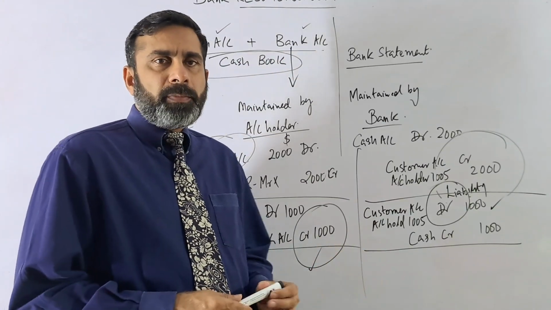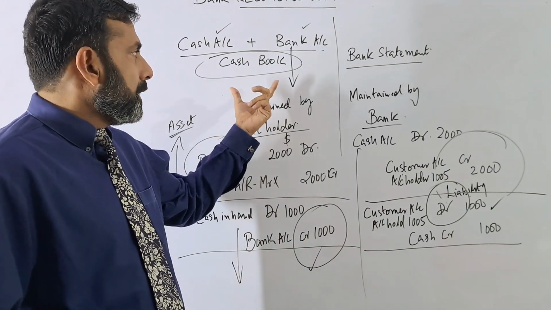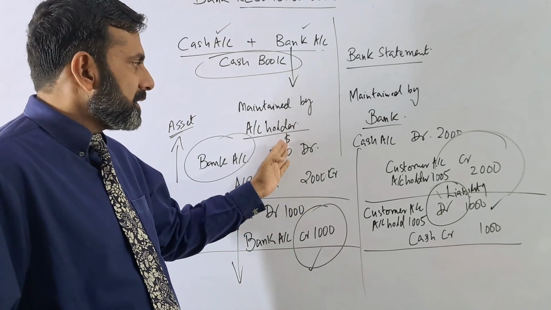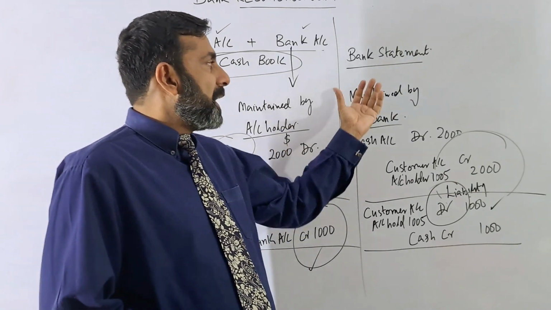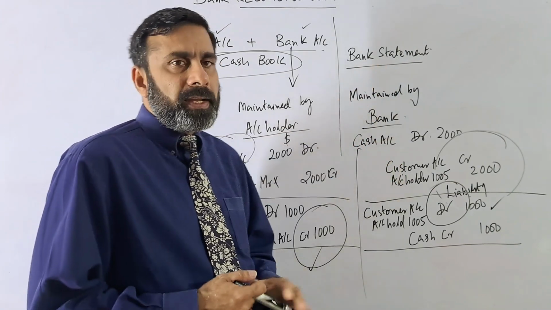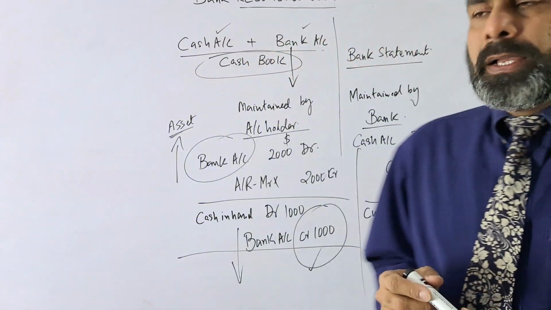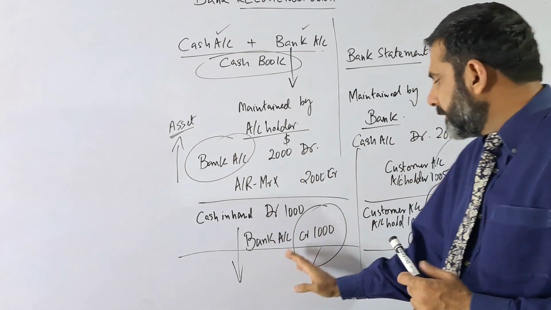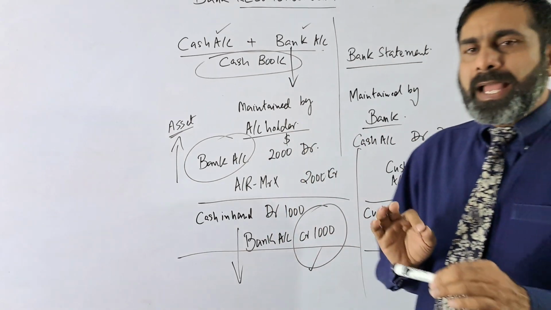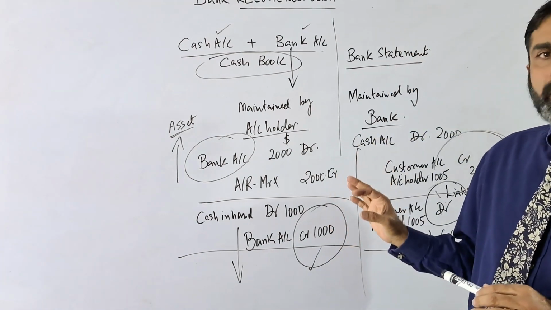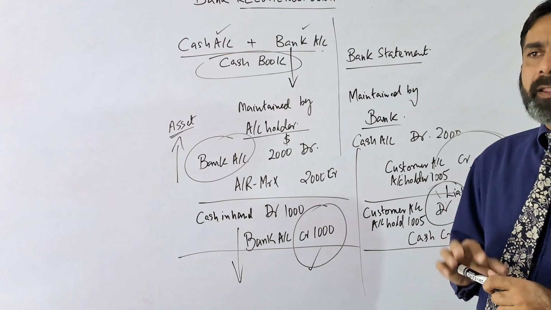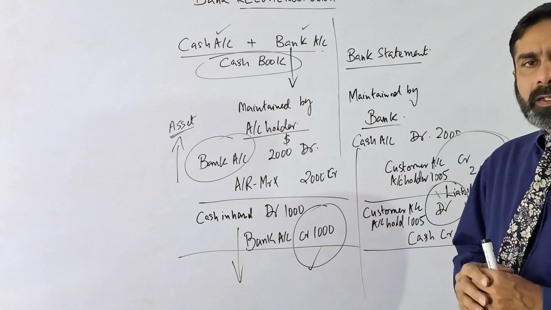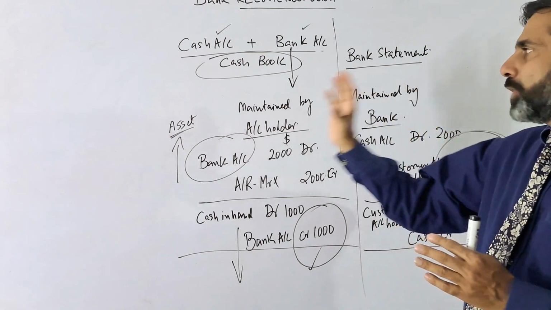So we have discussed how the customer or the account holder is maintaining the account, what is the debit, what is the credit, and how the bank is maintaining the same record in the bank statement. So now if you see here, whatsoever you're debiting, the bank is crediting, whatsoever you're crediting, the bank is debiting. It means every transaction that you are recording is also recorded by the bank. Any transaction you are recording is recorded by the bank also, and any recording that the bank is doing, you are also recording.